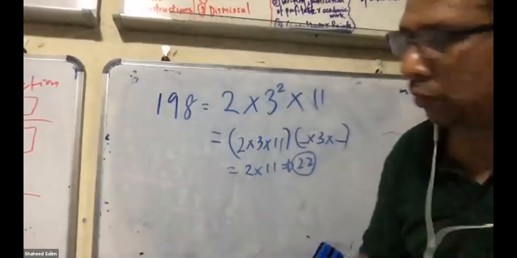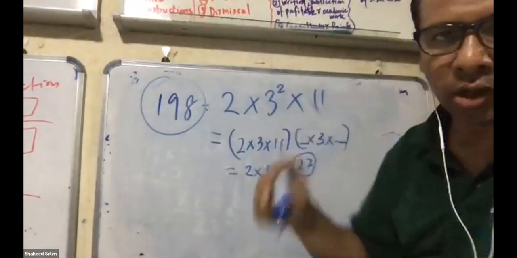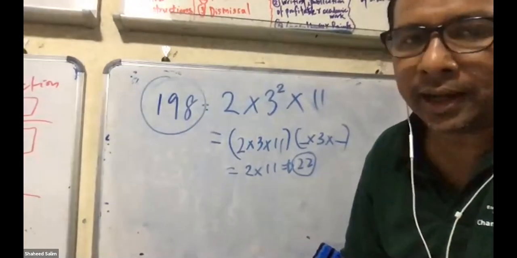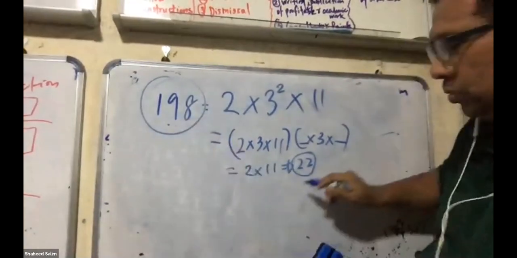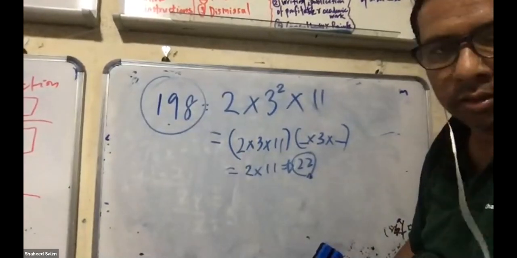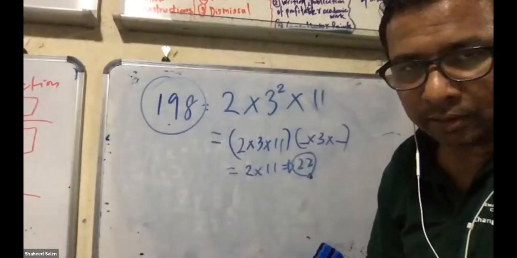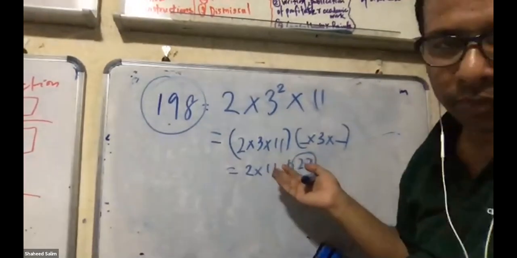If you don't believe, you take 198. What's the square root of 198? Can you find out? Square root of 198. Can you use your calculator? You'll find it's not a whole number. Correct? Now take 198 times 22. What's your answer? 4356. Okay, square root it. Do you get an answer? Whole number? Okay, so that's how to do.